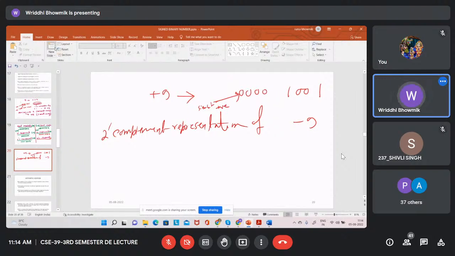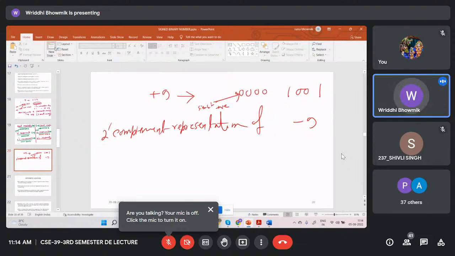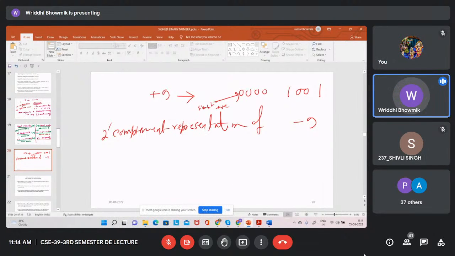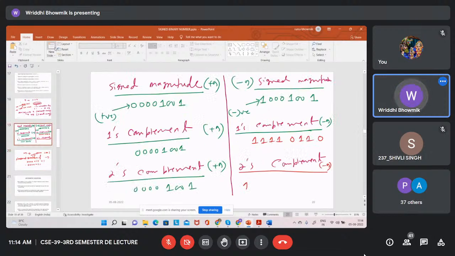The plus sign is represented because 0 is there. So you will go for the 2's complement representation. The magnitude and sign, all bits will be represented in 2's complement. So first we will take the 1's complement, 1, 1, 1, 1, 0, 1, 1, 0, and then you will add 1. So finally you will have 1, 1, 1, 1, 0, 1, 1, 1. So we will write 1, 1, 1, 1, 0, 1, 1, 1.